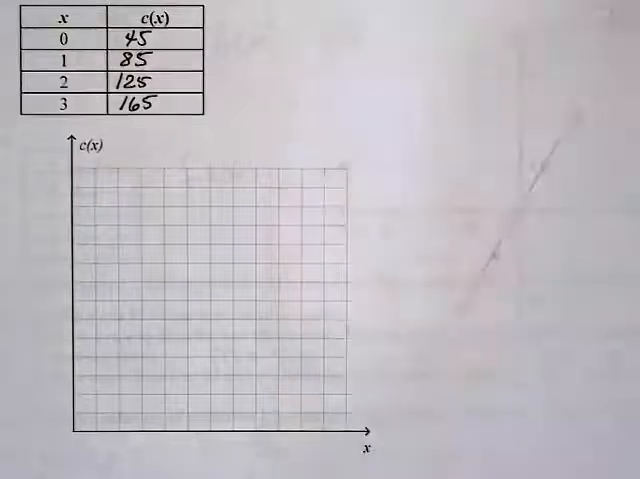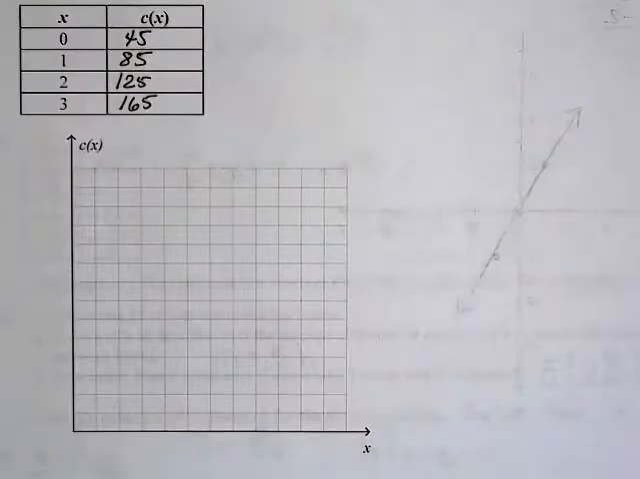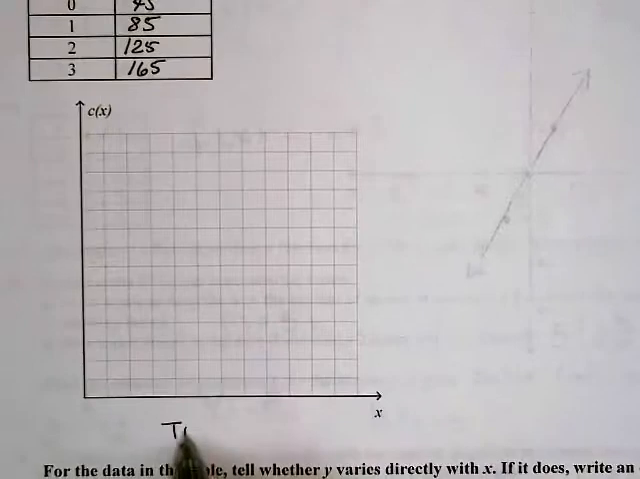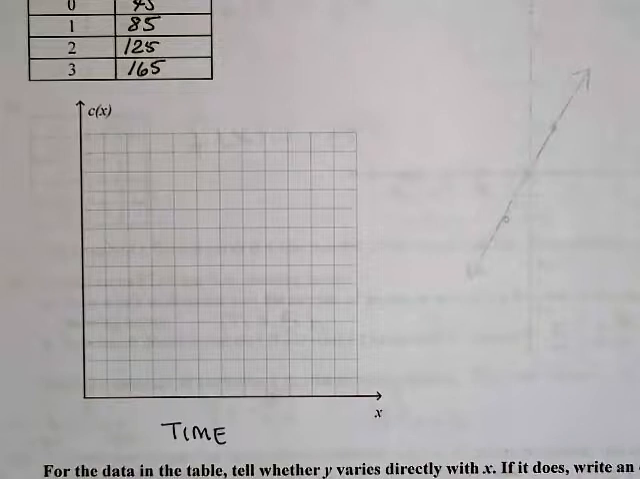Now, how are we going to graph this? I mean, we're not going to start out going 1, 2, 3, 4, 5 on both axes. It starts at 45 and it's going up $40 every time. For every extra hour, you add $40. Now, on the x-axis, I want y'all to put time so you know what you're talking about. And we do use 0, 1, 2, 3, 4, 5.